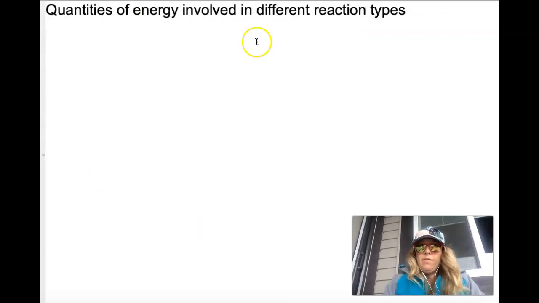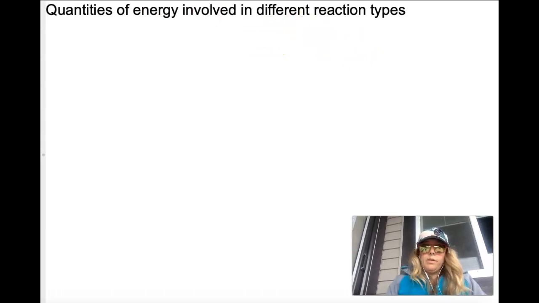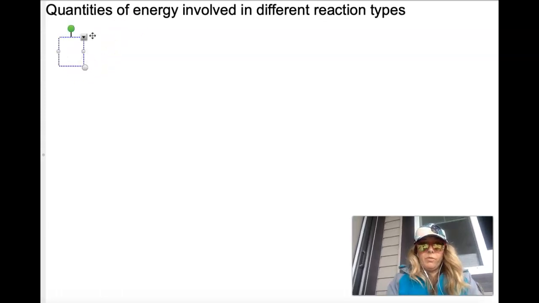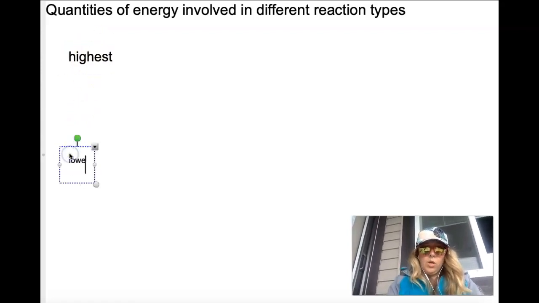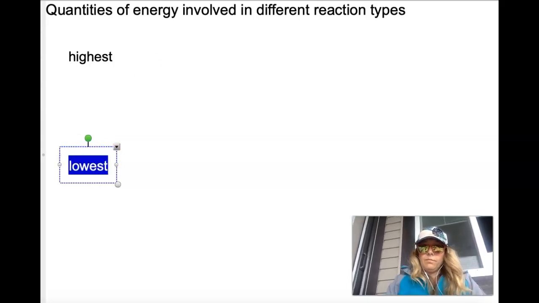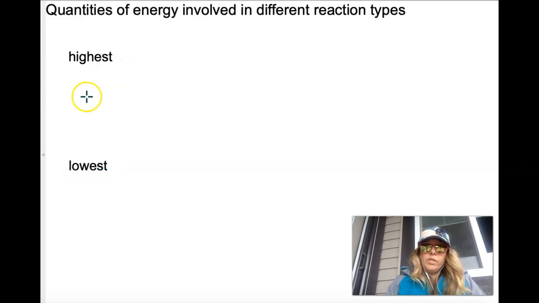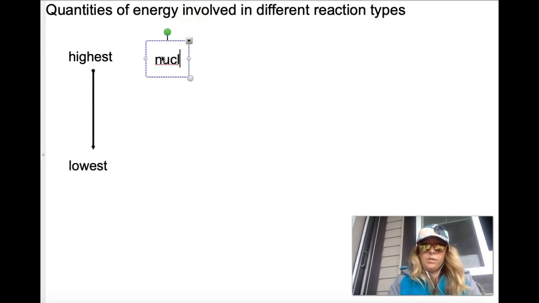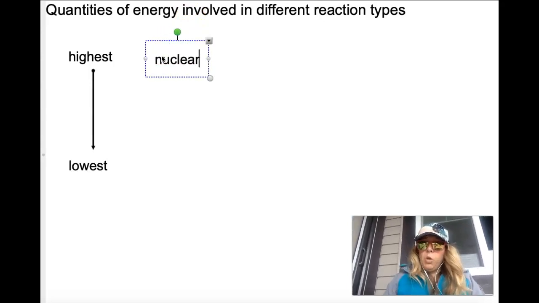Okay, so quantities of energy involved in different reaction types. You're going to find that we generally can order how much energy is involved in different types of reactions. So if we go from highest to lowest, what you are going to find is we can rank these reactions. Nuclear reactions always involve the largest or highest quantity of energy.